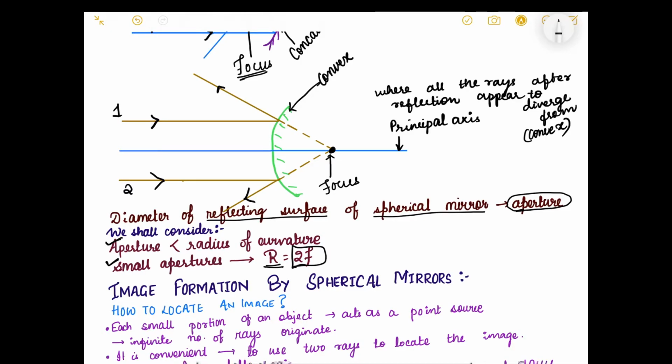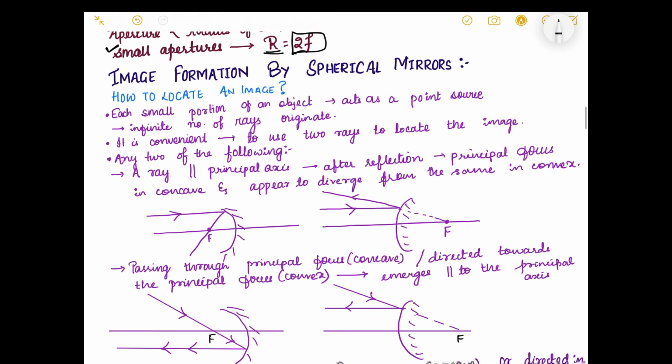So now let us discuss the image formation by spherical mirrors. How exactly do we locate an image? Each small portion of an object acts as a point source. Suppose this is an object. Each point acts as a point source, and there are an infinite number of rays that come out of this point source, and therefore it is inconvenient to use all these infinite number of rays in the ray diagram. So it is convenient to use two rays to locate an image.